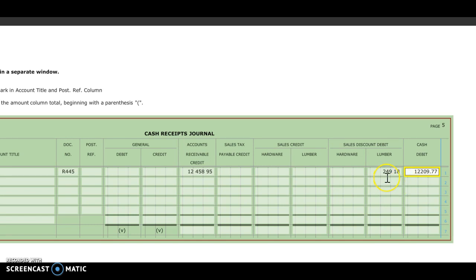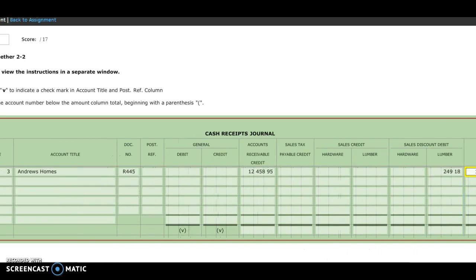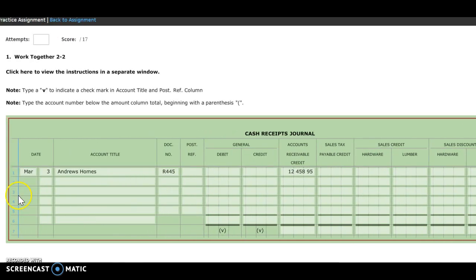All right, on the 4th, it says that we recorded cash and credit card sales for the week. Hardware was $3,194.18, and then lumber was $8,418.69, and then we had sales tax. So we're using TS12. So again, we're receiving cash, so this is going to go into our cash receipts journal. I'm going to put in the 4th. This is going to be TS12.